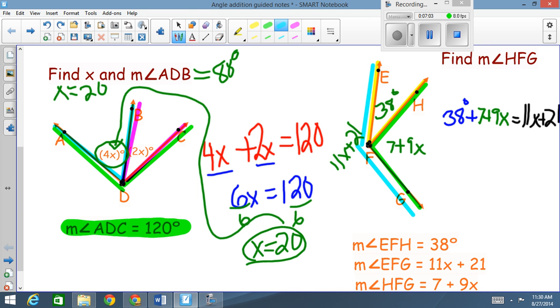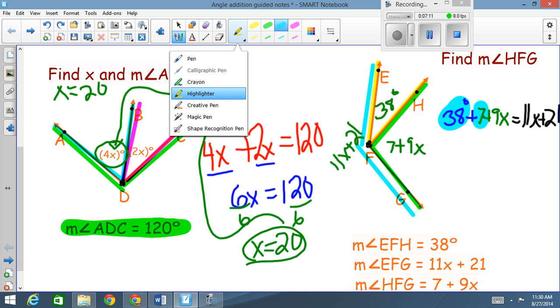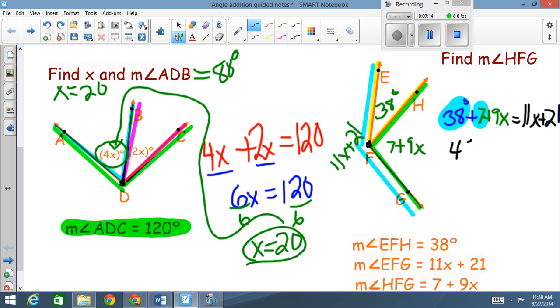Okay? So, do I have any like terms on the left side of the equation? Yeah, I have a 38 and a 7. Those are like terms. 38 plus 7 is 45. I'm going to bring down the 9x, and that equals 11x plus 21. At this point, it's up to you, it's up to whoever's doing it, to figure out what you want to do next. There's a bunch of different possible steps. Get all the x's to one side, get all the constants to the other side. I'm going to get my x's on the right because I prefer my x's to stay positive. So I'm going to subtract 9x from both sides.